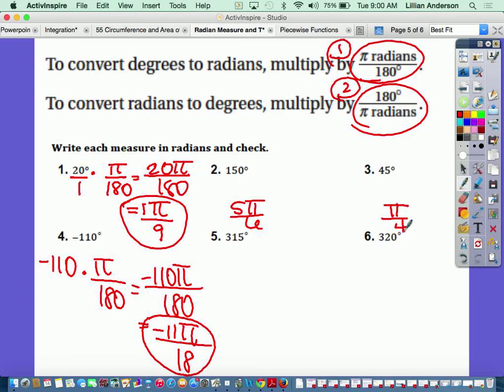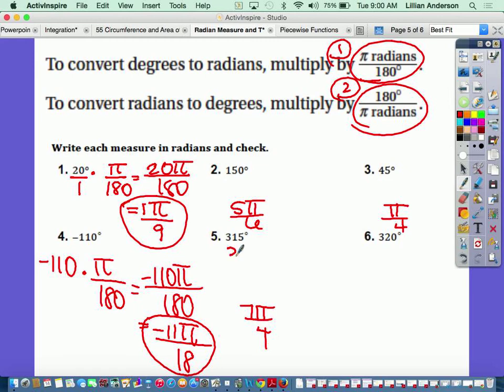Anybody need me to work out pi over 4? For number 5, 315 is 7 pi over 4. Anybody need to work out 7 pi over 4?